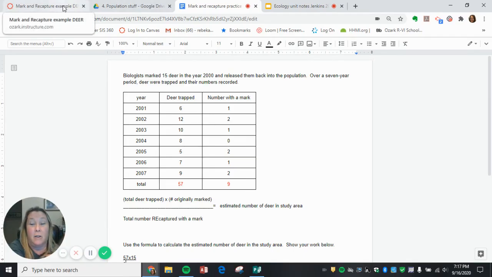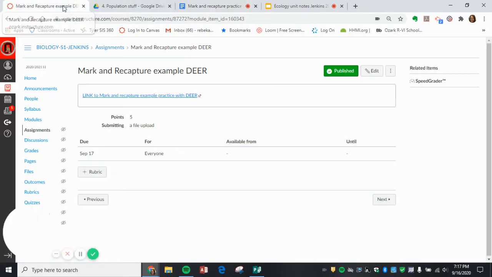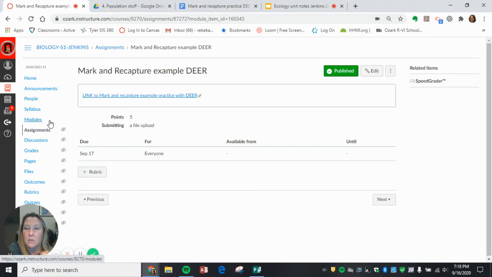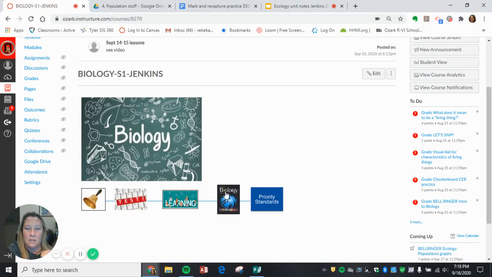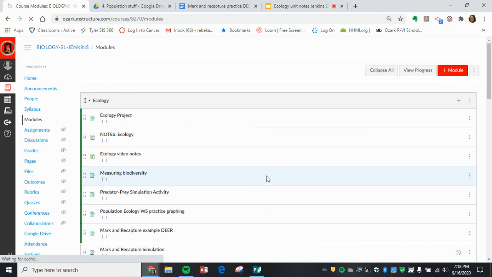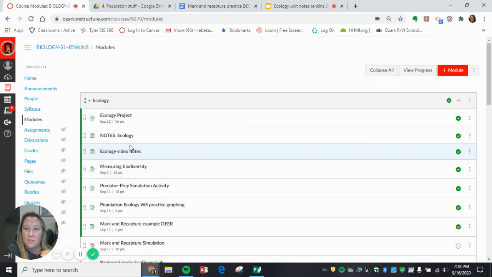Then we went out and caught crickets, which you don't have to do, obviously. Then we took notes on populations, our last bit of notes on page 8. I'll show you where those are, and then I will end this video.